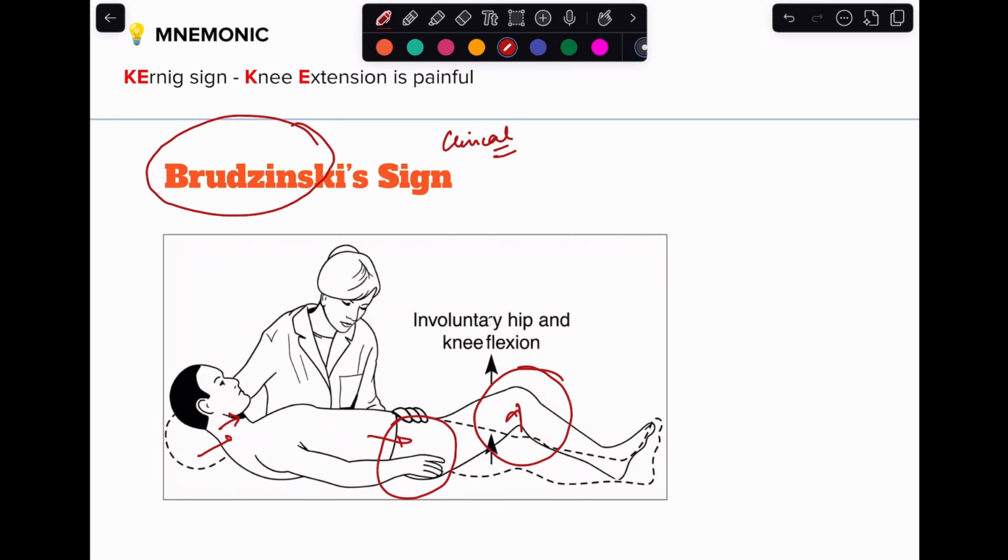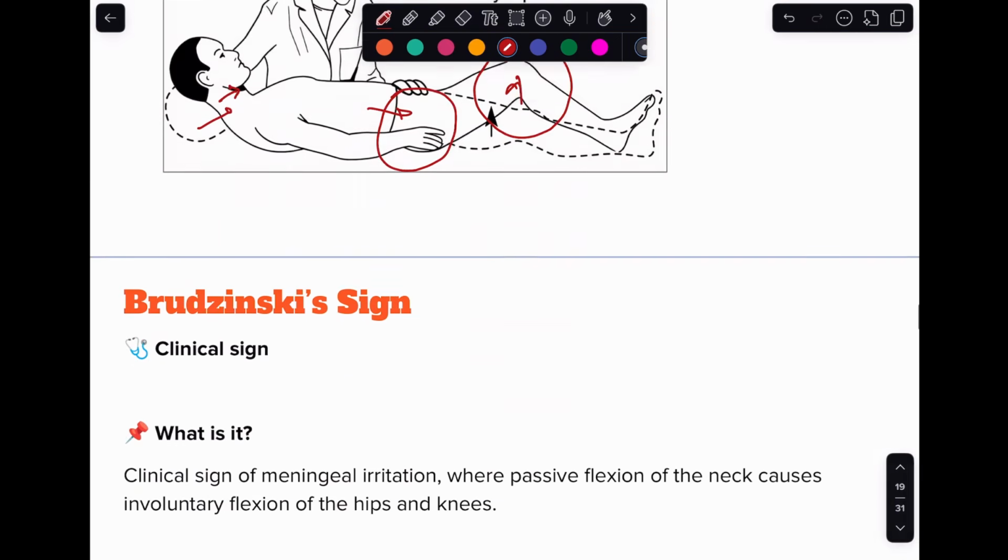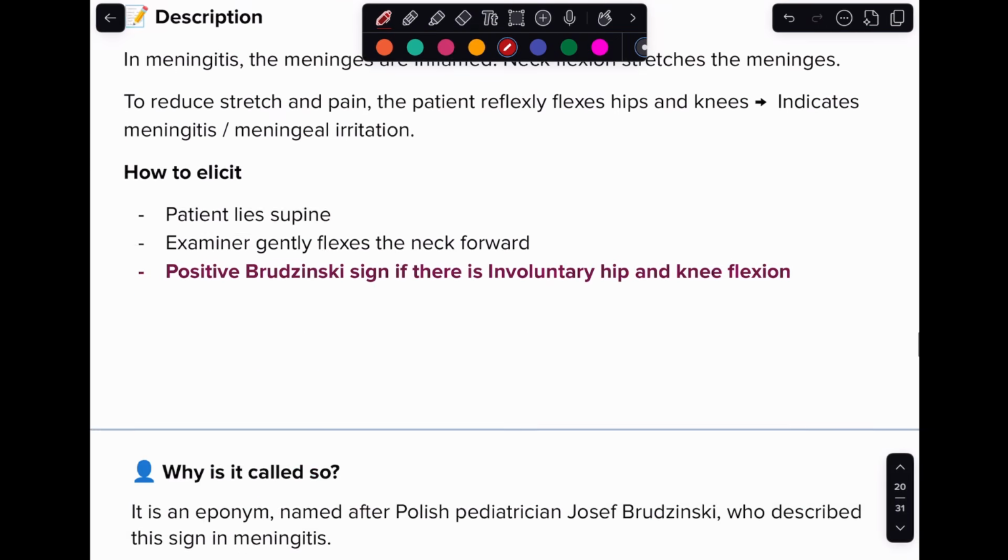So as we had a mnemonic in Kernig sign where KE from Kernig sign meant knee extension is painful, we have another mnemonic in Brudzinski sign, which is, just remember B from here. B for when you bend the neck, and B for on bending the neck, both hip and knee is flexed. So this is what Brudzinski's sign is. So these were the two signs of meningeal irritation that you see in meningitis.